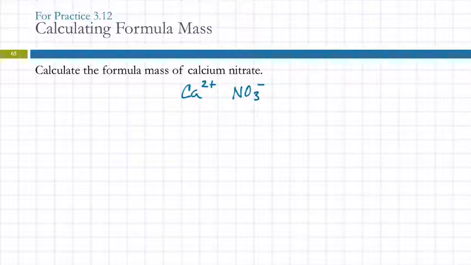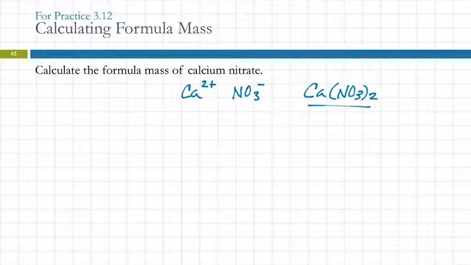We look at the charges to see how to put them together. You can do the crisscross thing or the thinking about it. We're going to end up with Ca(NO3)2, and we need 2 nitrates to balance the charge on the calcium ion. So this is the formula. We need the formula to calculate the formula mass. So in this formula, there's 1 calcium. There are 2 nitrate groups. That means there's 2 nitrogen atoms, and there's 6 oxygen atoms. So we're just going to add the masses of those things up.